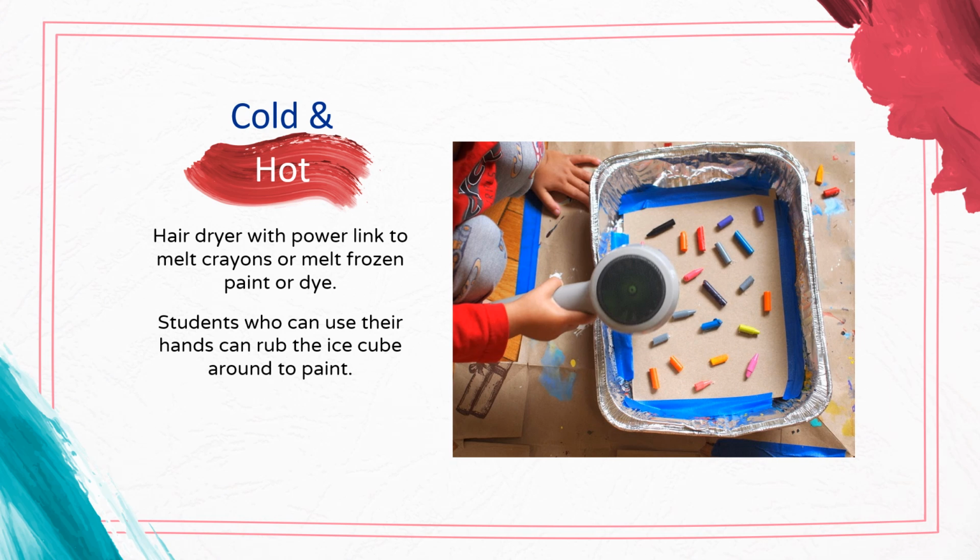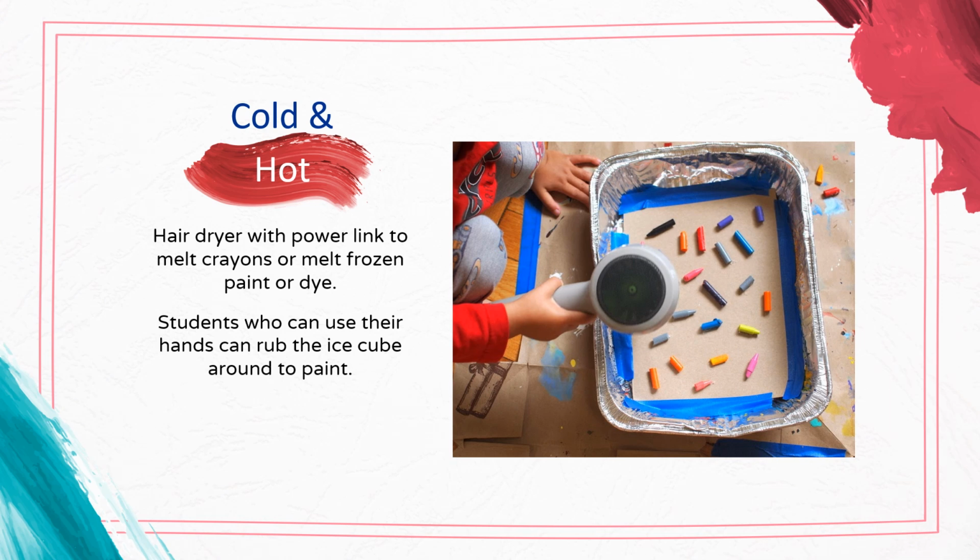All right, playing with some hot and cold things. You can hook a hair dryer up to the power link, and then the student can turn it on and melt some crayons. Though I have found that unless you get really cheap crayons that melt really quick, some students who use switches and aren't super fast about it, the crayons will cool before they press the button again and heat them back up.